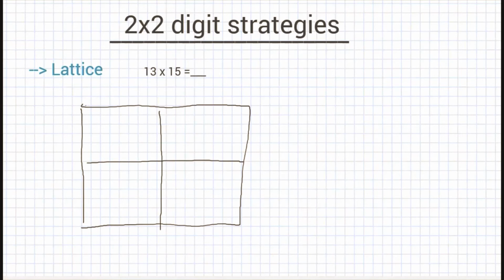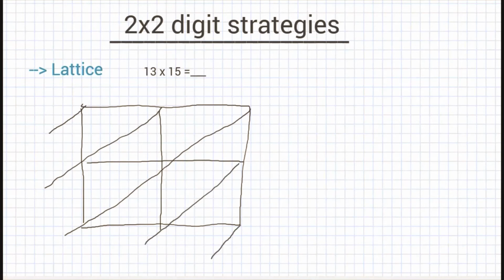So now you're just going to draw a line at each of the corners, just like this. And then I'm just going to take apart the digits and put them on the top. So 1 and 3. And this time you're not actually going to break it apart, you're just going to separate the digits. And then you're going to take your next number and do the same thing.